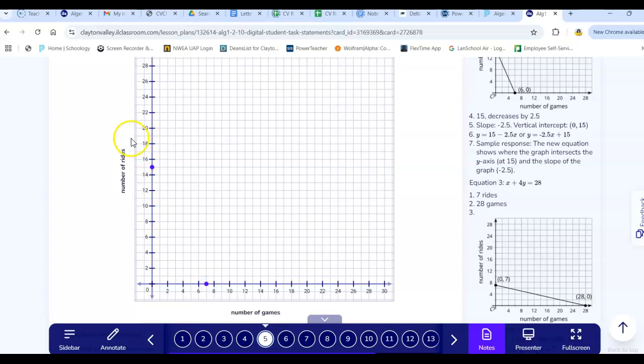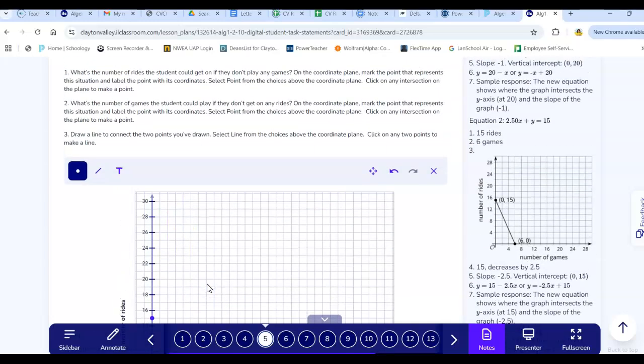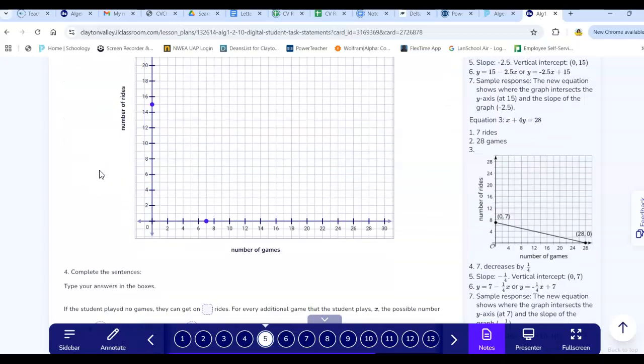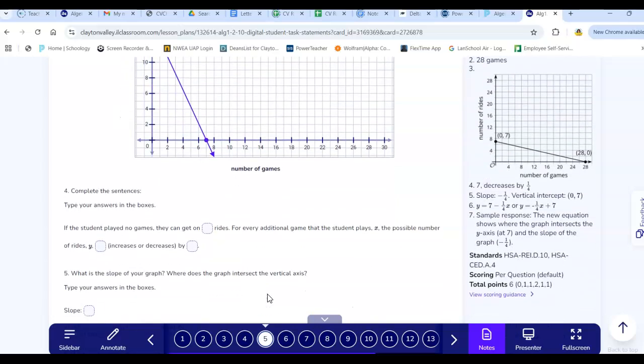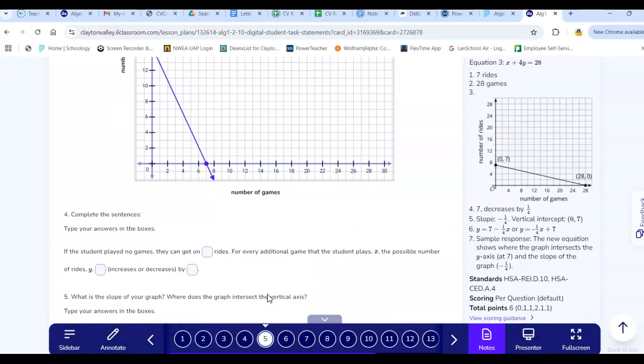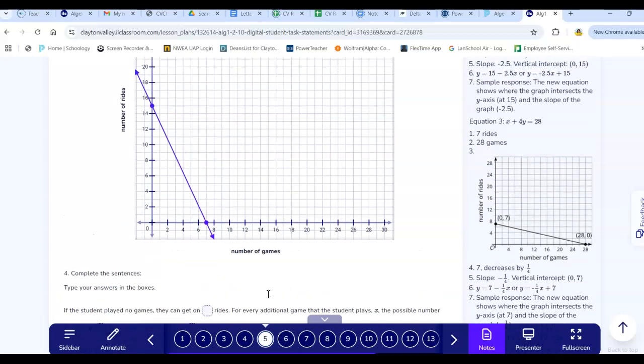And when I click on these points, it'll draw a line between them when I click on line. Sorry. So click, click. It'll draw a line. All right, there we go. So now they want me to rearrange the equation, my original equation, and we're going to do that.